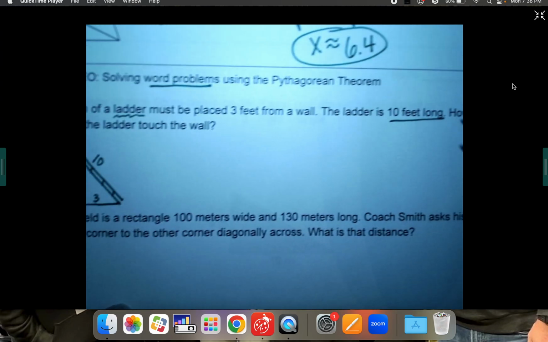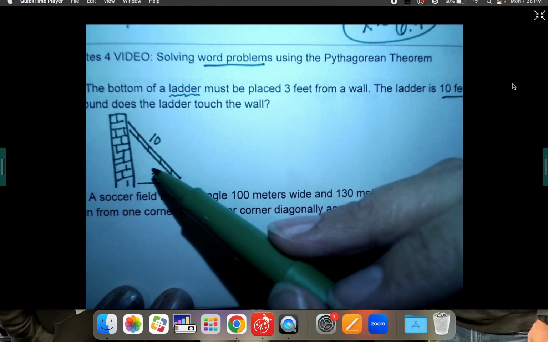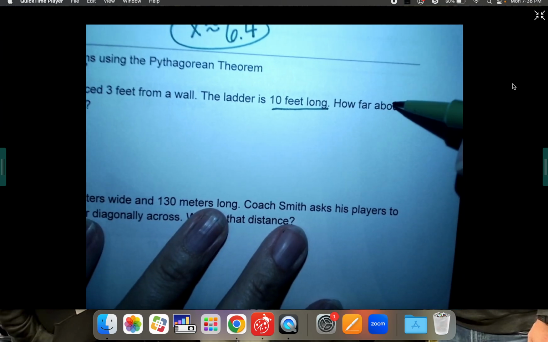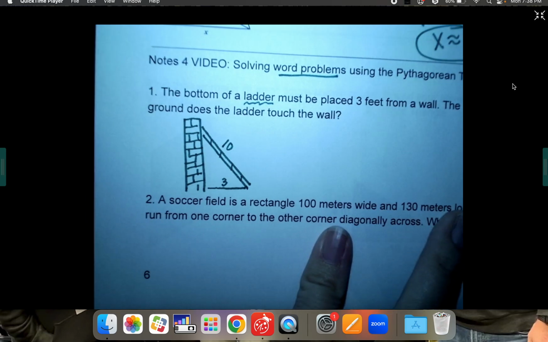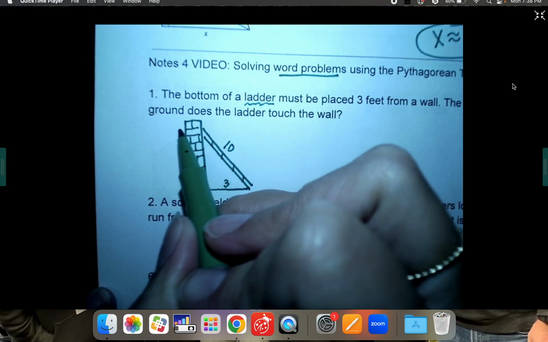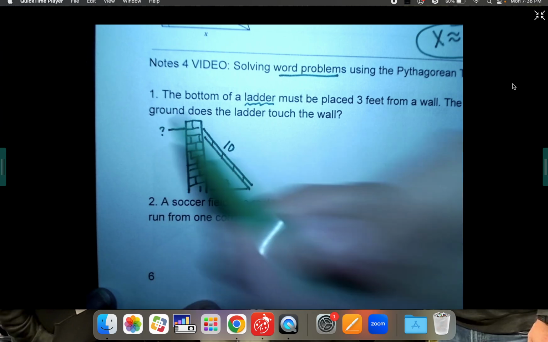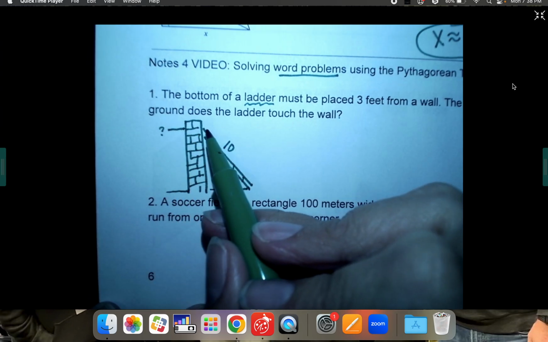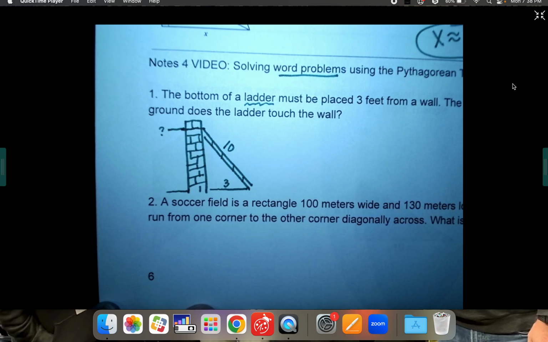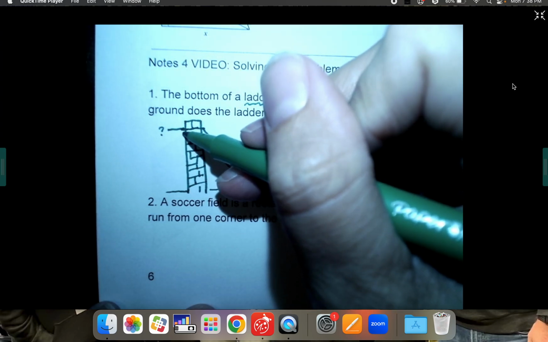And the question says how far about, but sorry, that's a typo. That should have been above. How far above the ground does the ladder reach? So I want to know, how tall is this right here? From the ground to the height that the ladder touches the wall, how tall is this part?